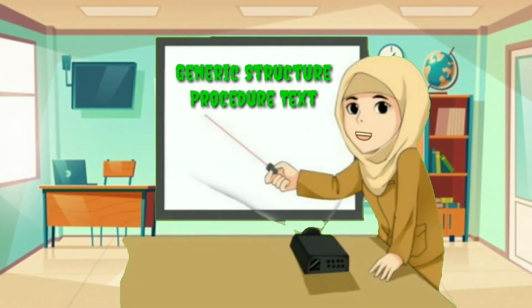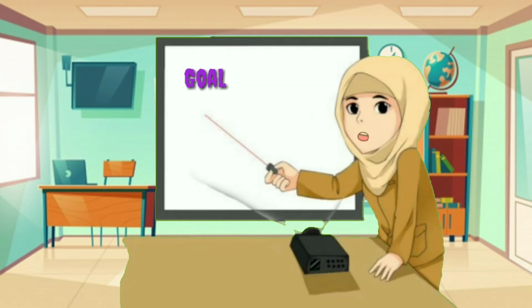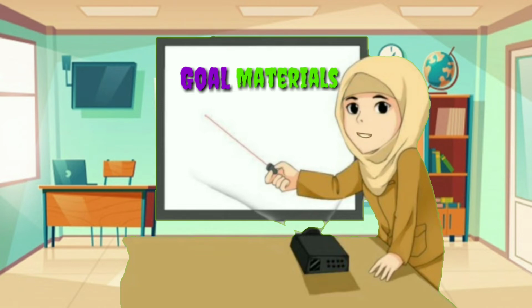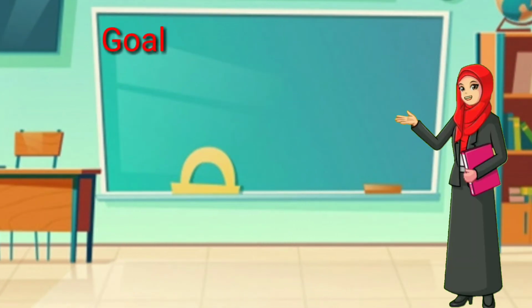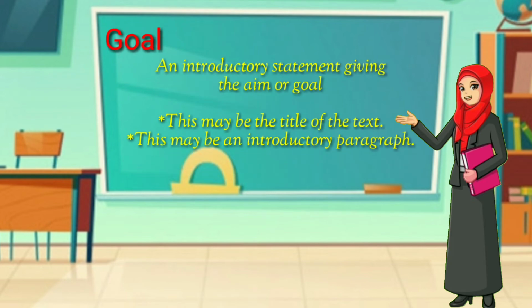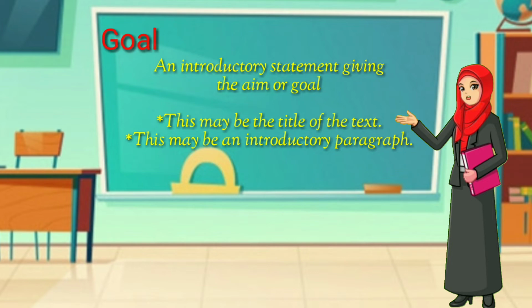Now let's learn about the generic structure of procedure text. It consists of goal, materials, and steps. Goal is an introductory statement giving the aims or goals. It may be the title of the text or an introductory paragraph.